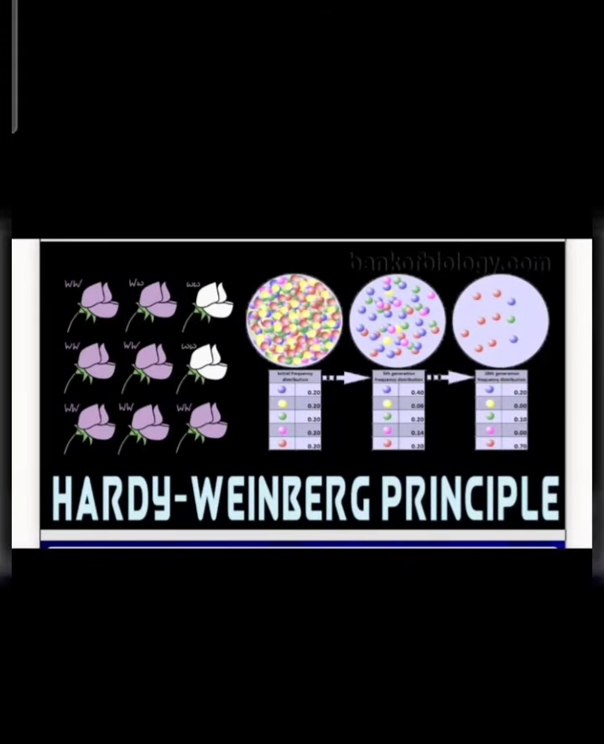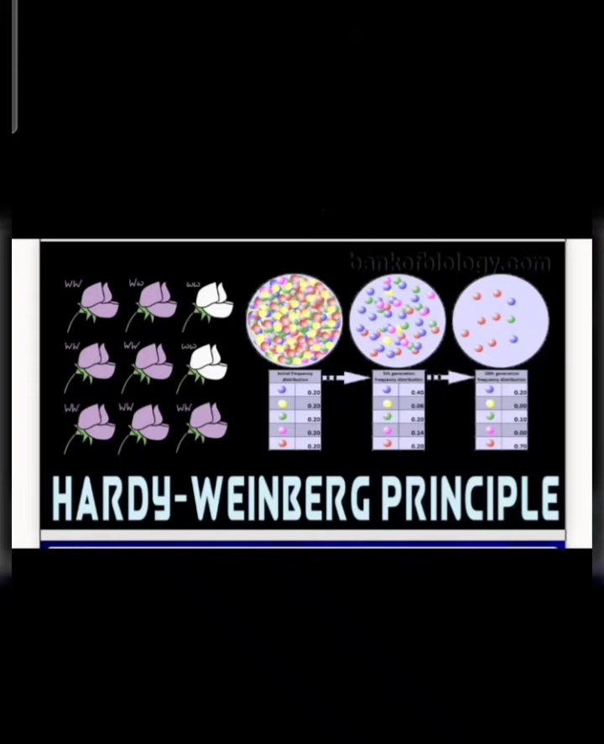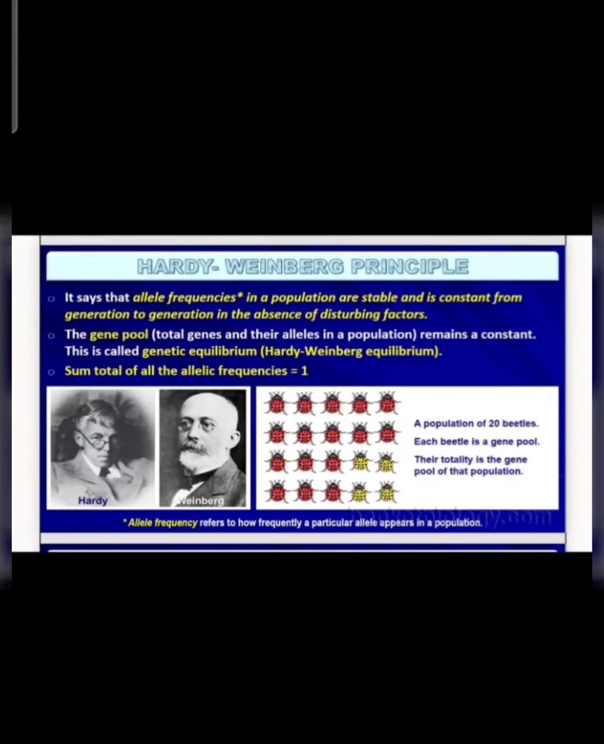So now we will study a very, very important topic, that is Hardy-Weinberg's principle. So what is Hardy-Weinberg's principle? It says that allele frequency in a population are stable and is constant from generation to generation in the absence of disturbing factors. So the gene pool, total genes and their alleles in the population remains a constant. This is called as genetic equilibrium. We also call it Hardy-Weinberg's equilibrium, and sum total of the allele frequency is equal to 1.